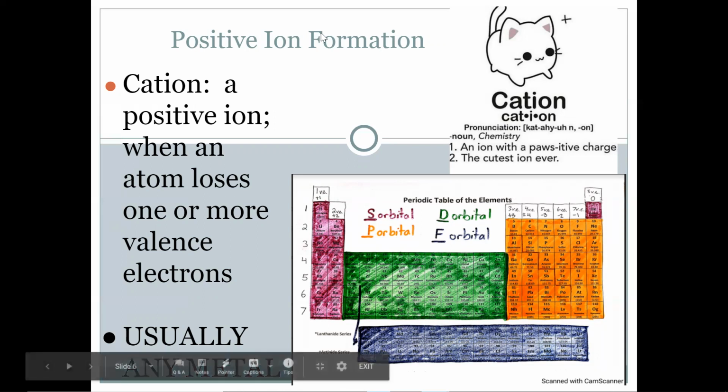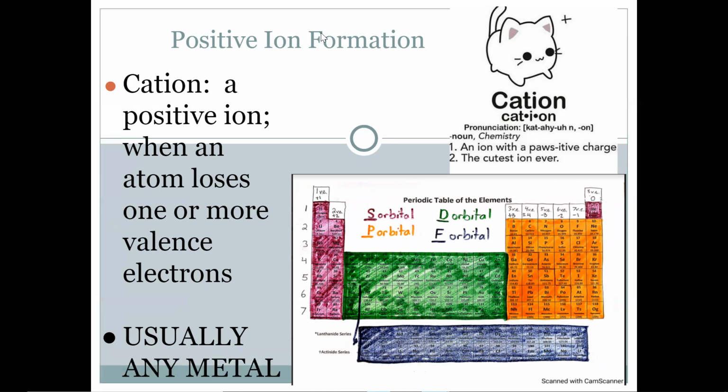Usually cations are going to be metals. The only exception to that is going to be hydrogen. Hydrogen is a nonmetal, but we place it over in this section because it is a positive ion. So remember, cations are generally metals except hydrogen.